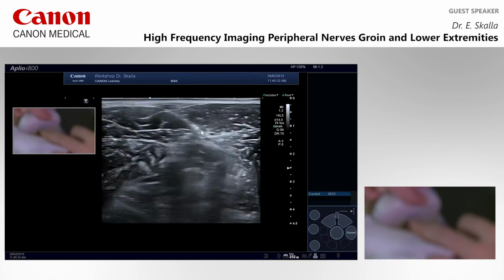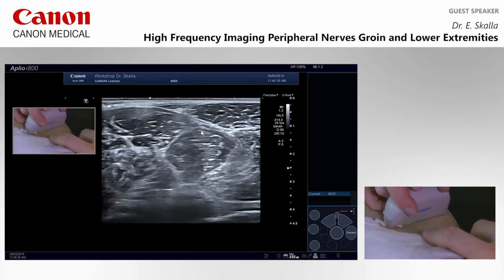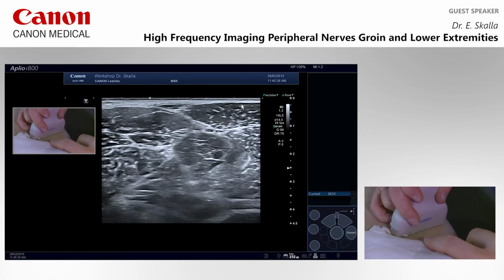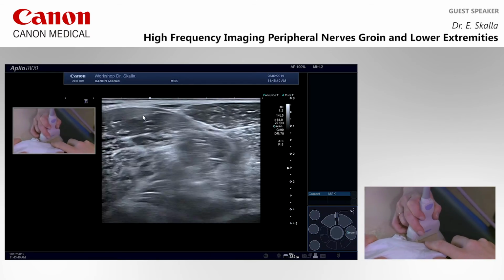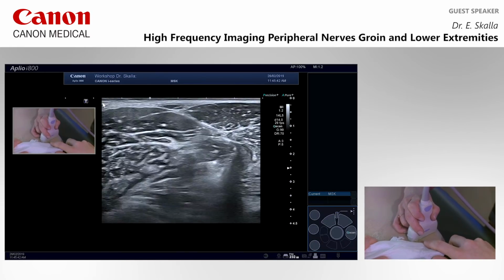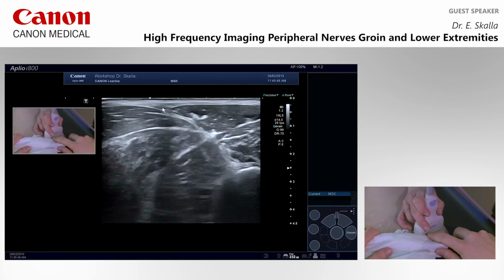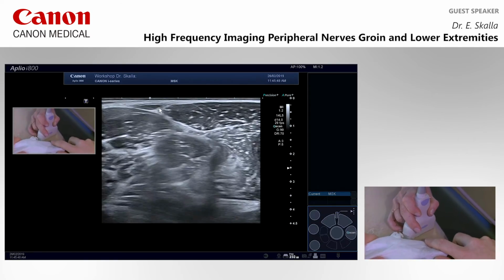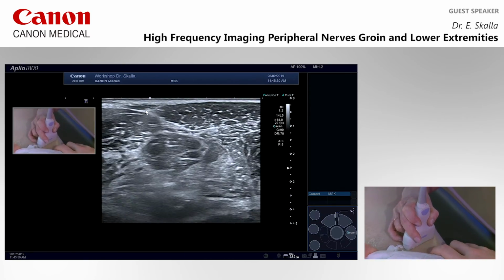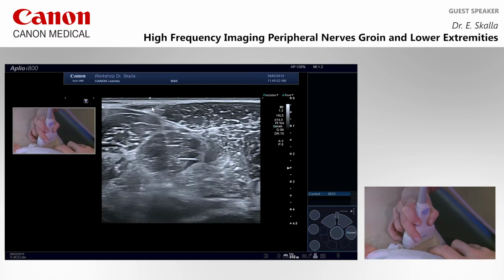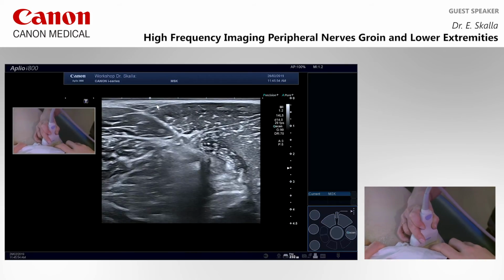And then you put the probe here in a transversal approach. We see here the Sartorius muscle. Anyway, here the tensor fasciae latae, and here's this fat-filled flat channel. And in the center of the channel, we see here already a division. Here's a small side branch, and here's the main stem of the lateral cutaneous femoris nerve.